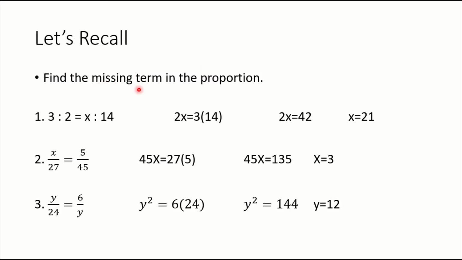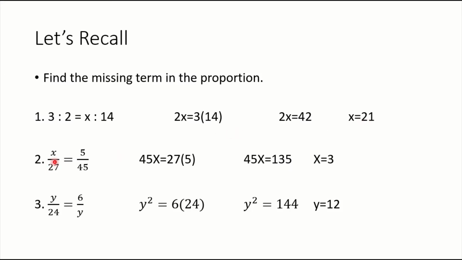Find the missing term in the proportion. Number 1, 3 is to 2 as x is to 14. You just have to multiply the means and also multiply the extremes. So 2x is equal to 3 times 14. That would be the means, 2x, and the extremes are 3 and 14. Simplifying, 2x is equal to 42, and 42 divided by 2 is 21. That is the value of x.